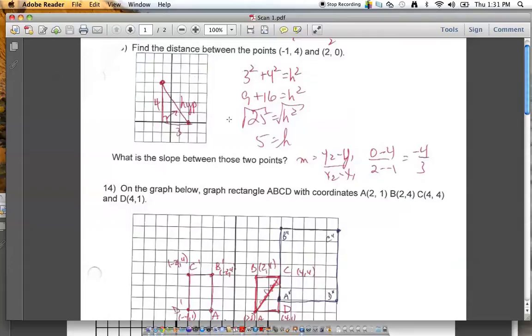Okay. The next one they ask about is the slope. Take the same 2 points. Here they are. I labeled them point 1 and point 2. And it's the y from the second minus the y from the first, over the x from the second minus the x from the first. Plugging in the numbers, I come out with -4/3. Is there any question about that?